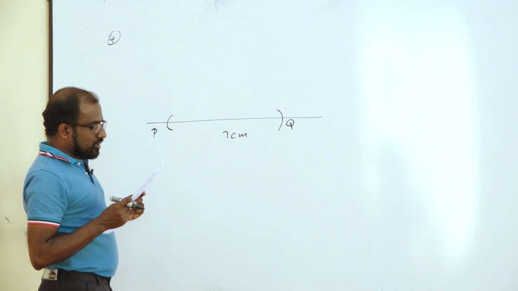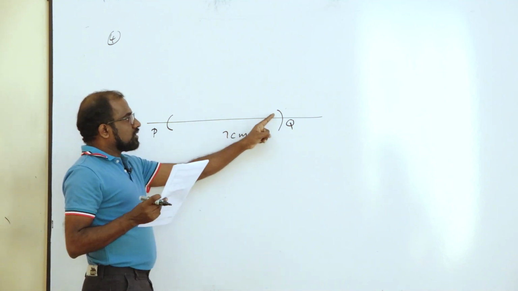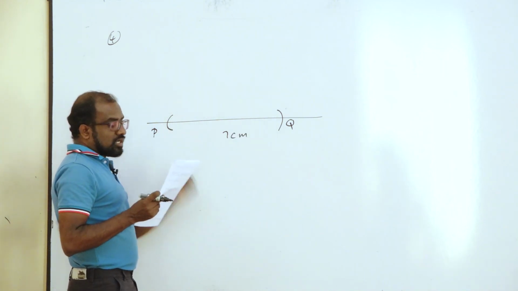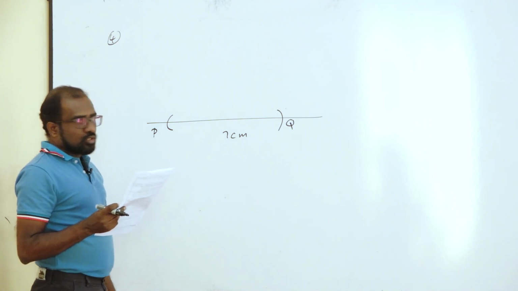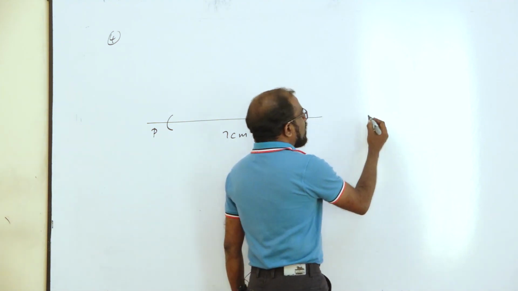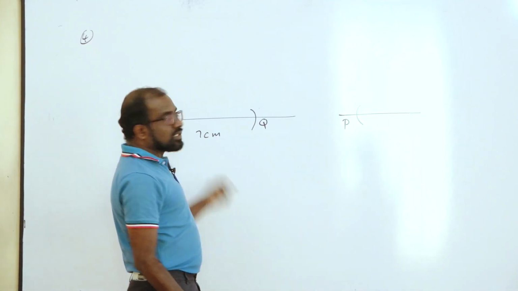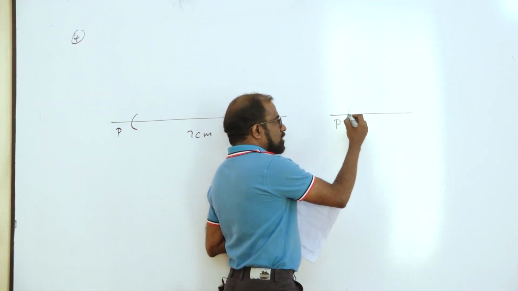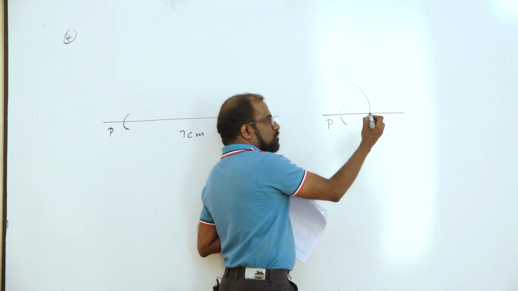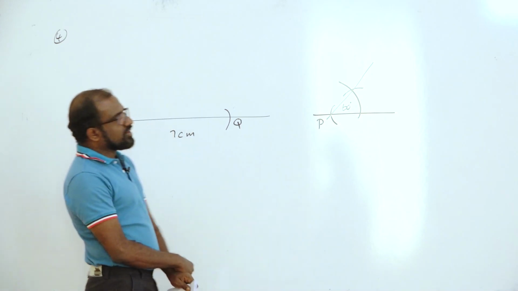Construct the triangle PQR. At P, you have to construct a 60-degree angle, angle QPR, and at Q a 75-degree angle, angle PQR. So how do you construct a 60-degree angle? Keep the compass point at P and draw a curve. With the same radius, keep the compass point here and draw a curve. This is a 60-degree angle. Got it?